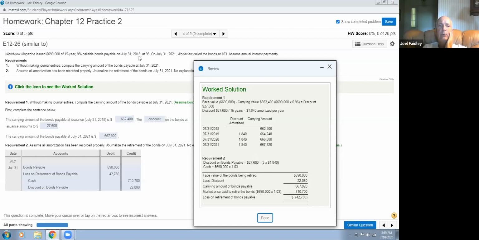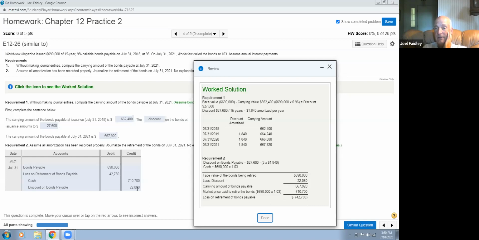Oh, they were issued in 2018. Okay, it is 3. Okay, now I see why. It is 3 years, 3 years in. So from July 31 of 2018 to July 31, 2021, 3 years. So you got 3 years of the discount being amortized. So that tells you that the discount on bonds payable is now much less, isn't it? It's $22,080.